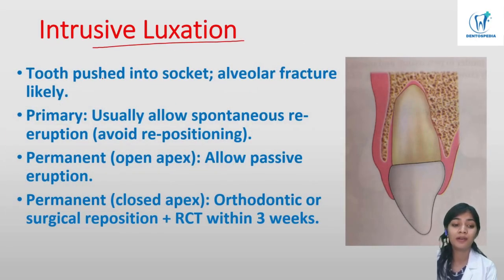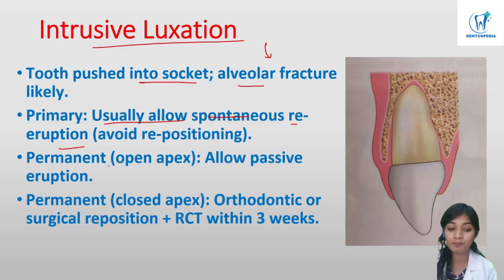So see, when the tooth is pushed into the socket, there is a chance that there might be alveolar fracture. Understand? Displacement of the tooth into the alveolar bone, pushed deeper into the socket. Now the tooth appears to be short or is barely visible. If the tooth is primary, then you have to allow spontaneous re-eruption. Understand? You should not do repositioning. Instead, you should allow it to re-erupt.